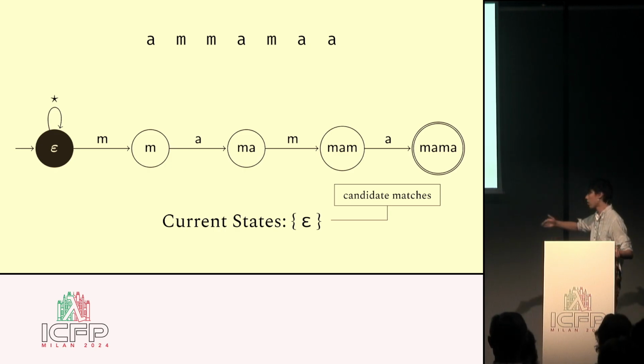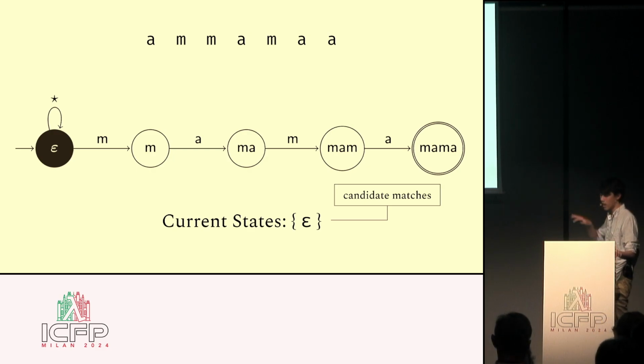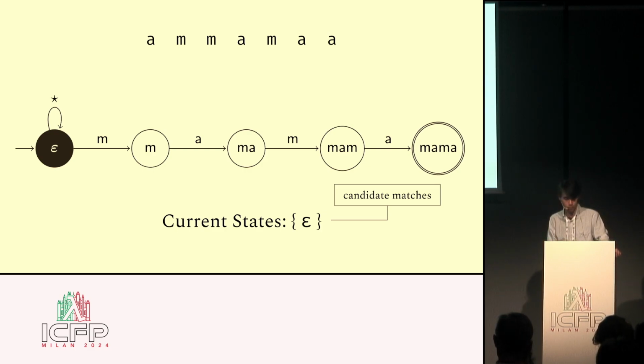Okay, so as we're going along in the text, we are going to start looking for possible positions at which the pattern can occur. And all of the candidates are going to be inside of this set at the bottom. Okay? Right, so at the very beginning, we're going to start with an empty candidate, because we haven't looked at any characters yet. Okay?